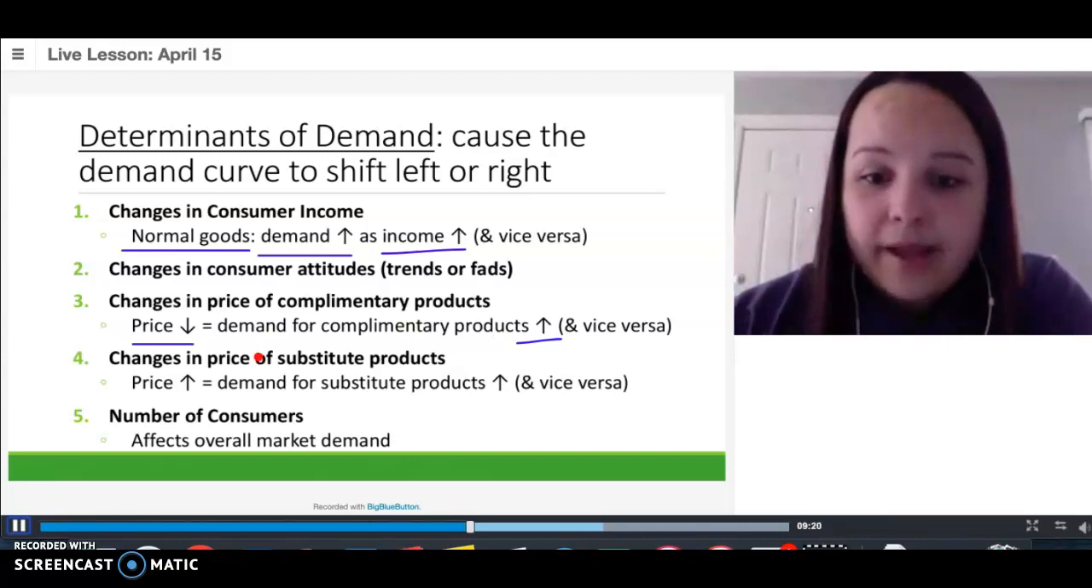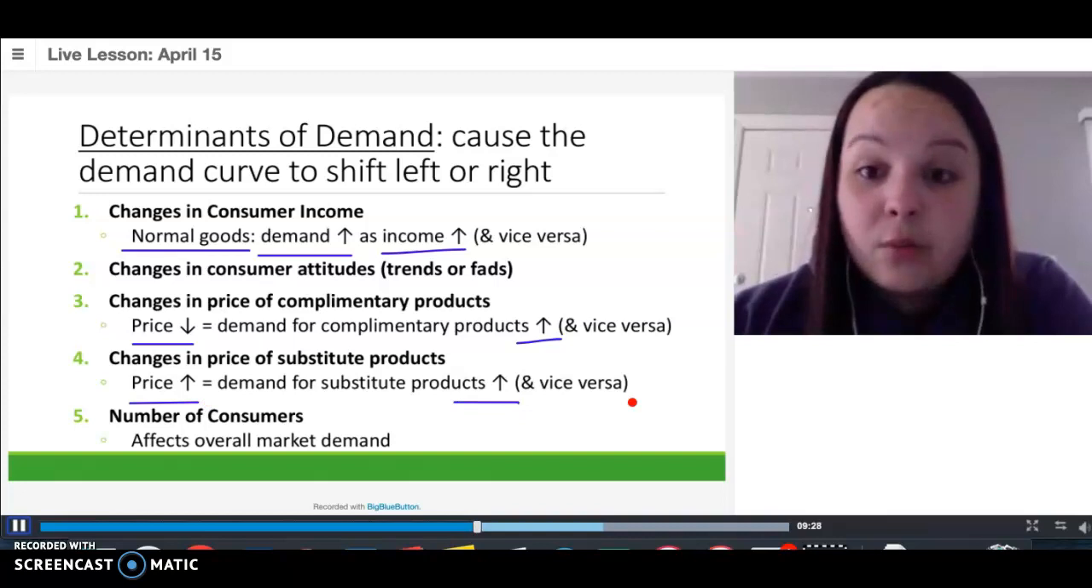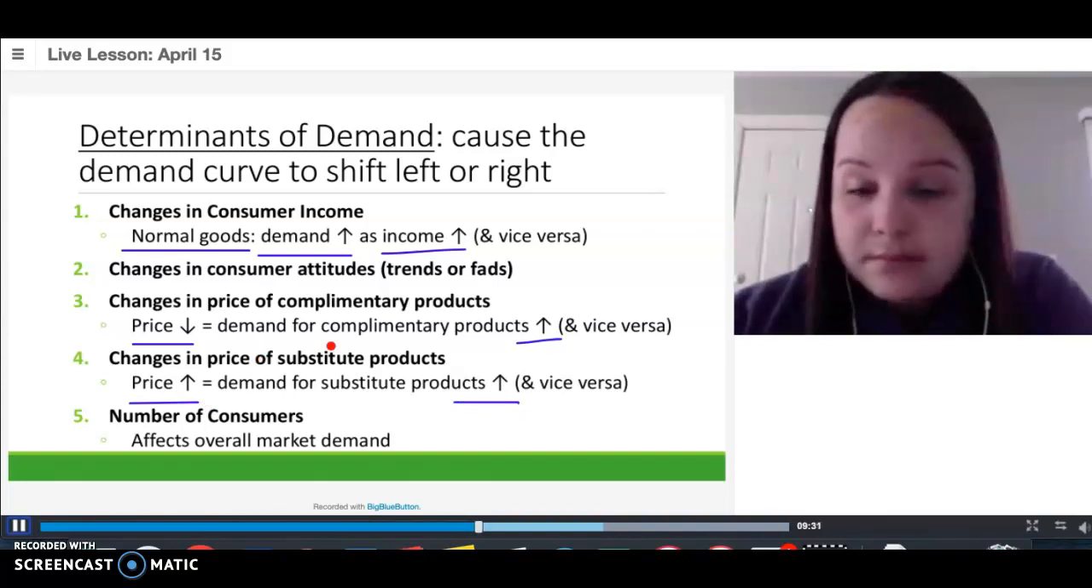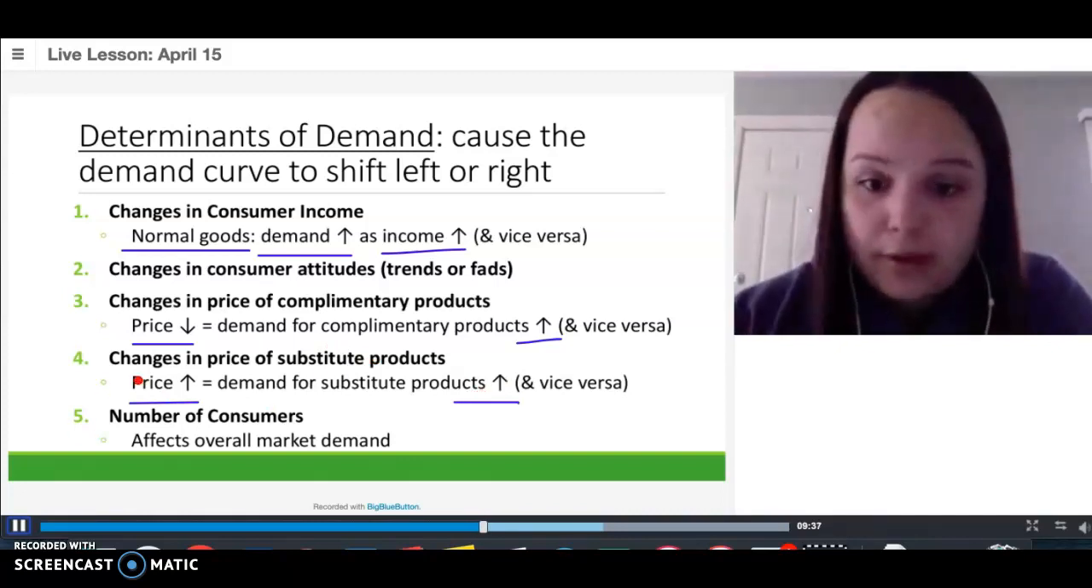Then back again to substitute products like Pepsi and Coke. If the price of one of those products increases, the demand for the other product will also increase. Because essentially, you'd rather save a few bucks using the other product than paying some more for the other one.